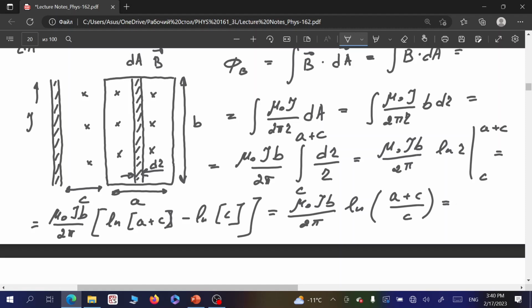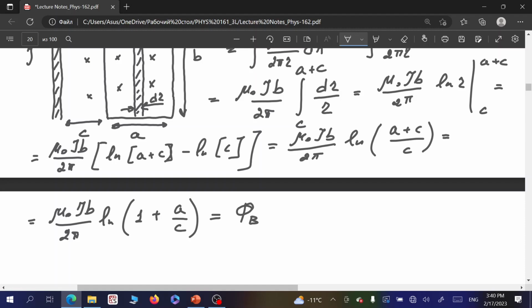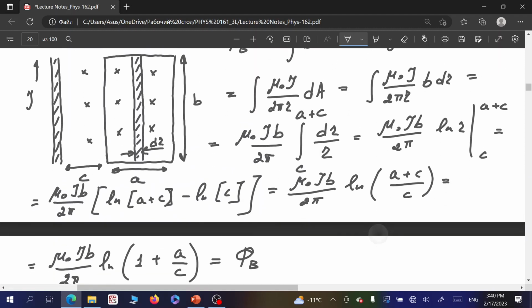And eventually we write that it is equal to mu naught times IB over 2 pi, natural logarithm of unity plus A over C. And this is the magnetic field flux through this frame placed next to a straight conductor with current I, and obviously taking into account the non-uniformity of the magnetic field which is created by this conductor with electric current.